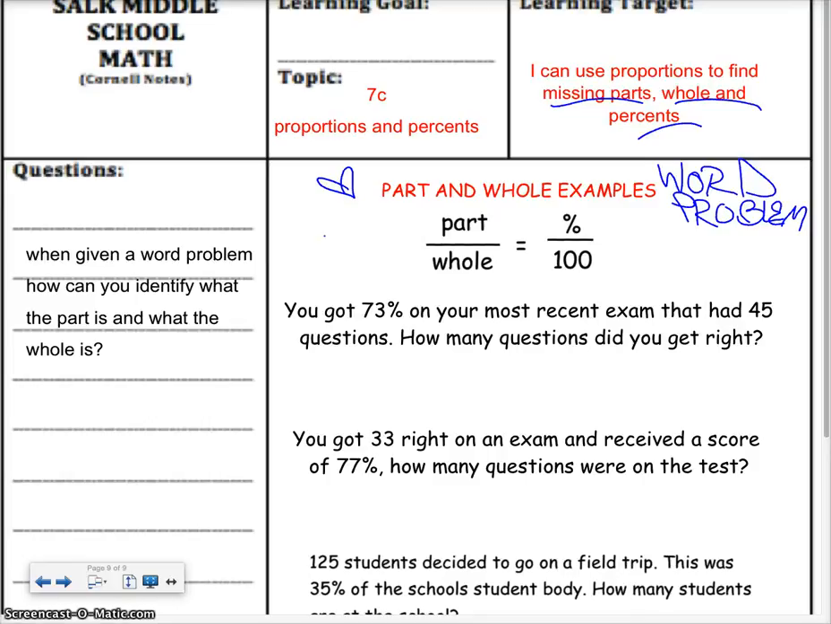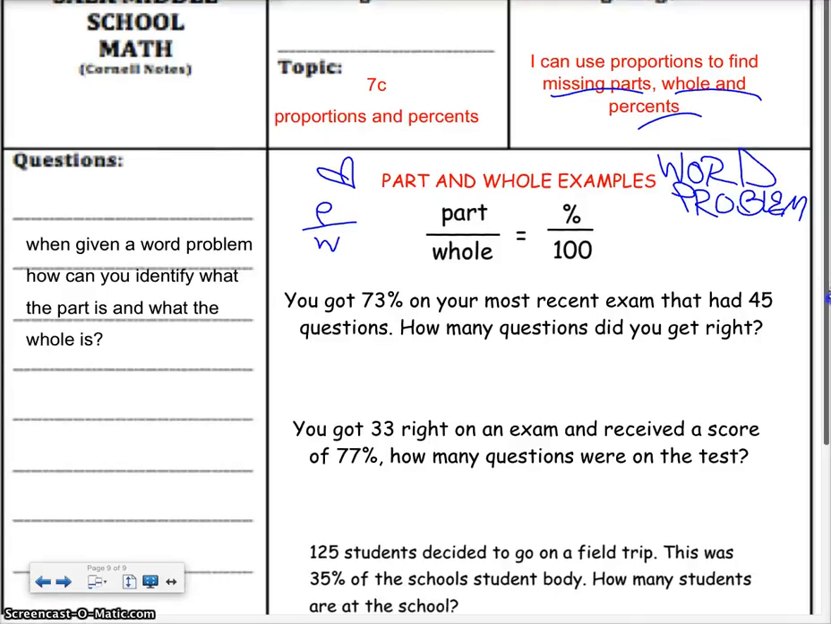It really is saying part is to whole as part is to whole. Because a percent is part of your whole 100, isn't it? Percent is part of the 100. So part of something is to all of it, as a percentage is to all of the percentage, which is 100. So it's just like what we've been doing. Okay.